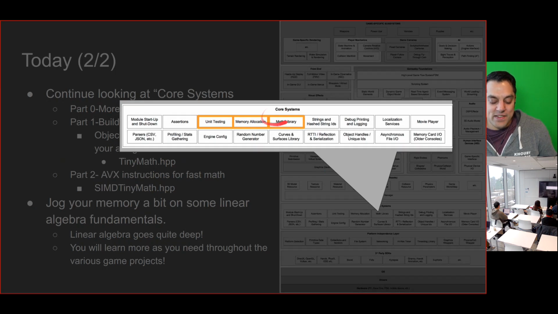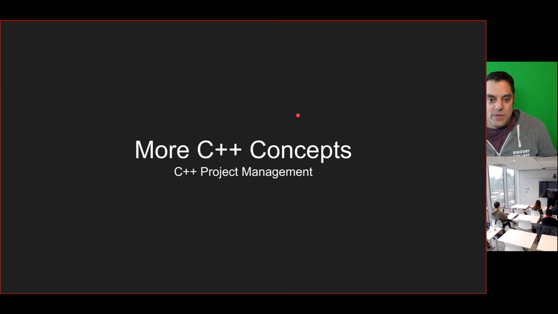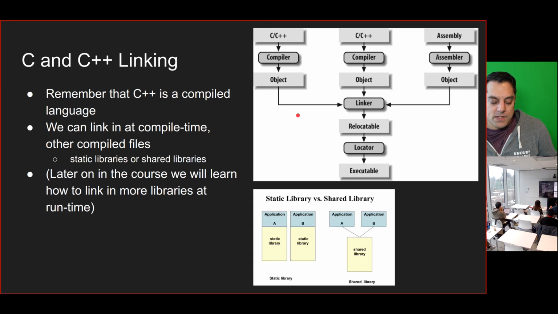So, we're going to focus on this math library, unit testing, not so much memory allocation, but working with memory, I should say here, and hopefully learn a few tricks along the way. So with that said, let me go into a little bit of C++ concepts, just a few slides on this, just to make sure everyone's concrete.